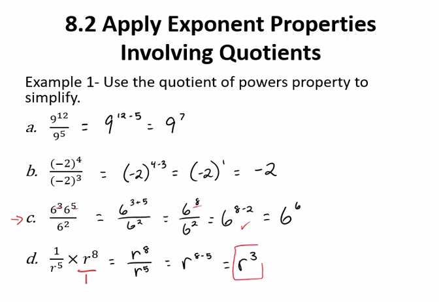So your final answers should be 9 to the 7th, negative 2, because it was to the first power, I don't need to write that one exponent. Alright, 6 to the 6th, and then r cubed.